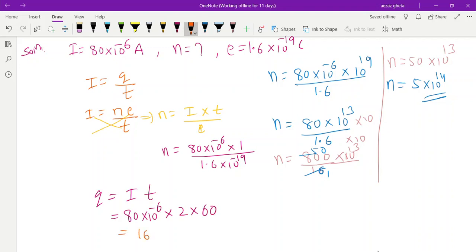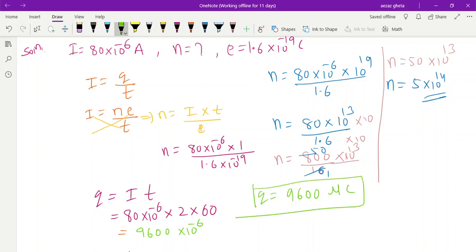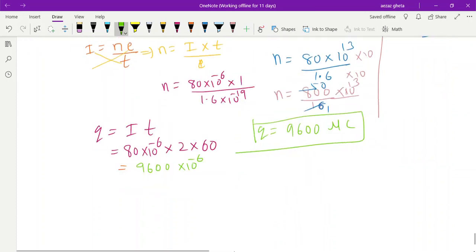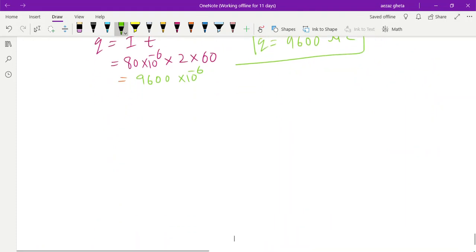So this will become 160. Yeah, 8 2s are 16, right? So we will have to multiply. 8 2s are 16, 16 6s are 96. 96, 8 2s are 16, yeah, 00 into 10 power minus 6. So you can write the total charge as 9600 microcoulomb. Understood? So these are the two numericals based on formula I and based on the formula the total charge Q.